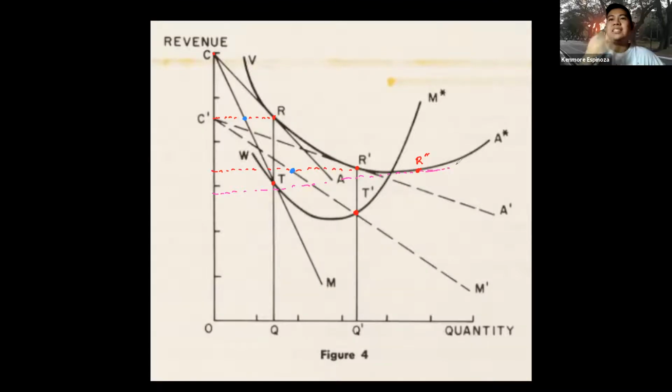Assume it's a tangent. So let this be, what curve is that? A double prime. And let this be C double prime. Okay? So again, from point R double prime, you draw a horizontal line.